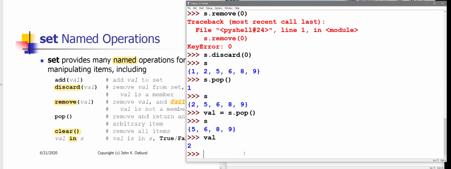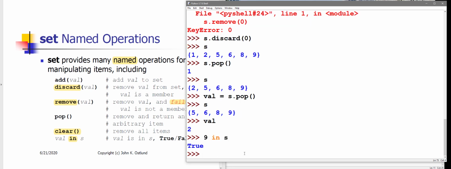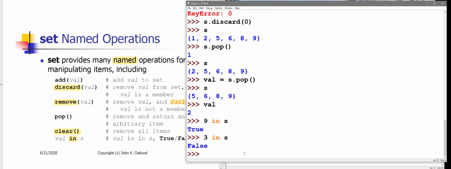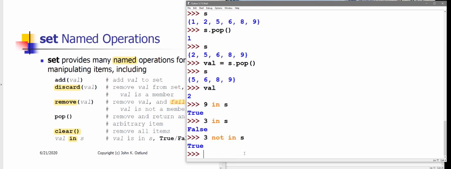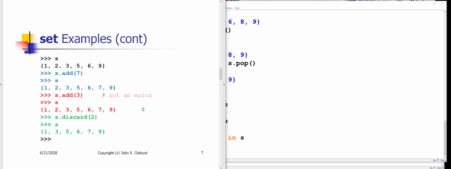Okay, so for example, I can test whether 9 is in S, and I get true. I can test whether 3 is in S, and I get false. The opposite of in is not in, so I can test whether 3 is not in S, and that is true. Okay, so here are similar examples that you could try out if you would like.